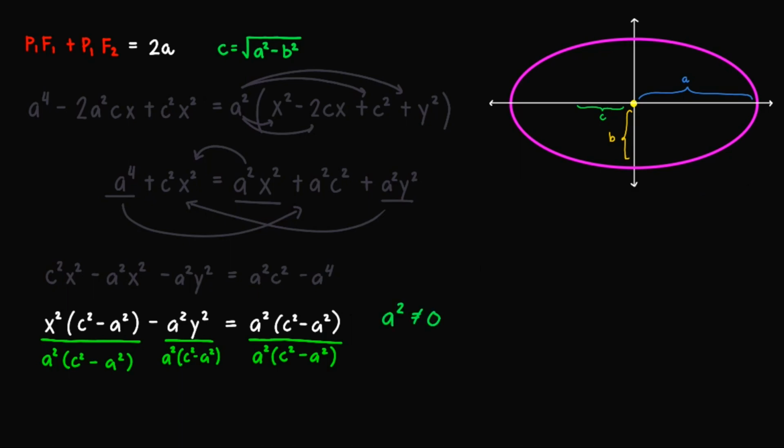Since if it is equal to 0, it follows that a must be 0, but we know that to be not true since a out here has a length. And likewise, c squared minus a squared is also not equal to 0, since if it is equal to 0, then we'll have c squared equals a squared. But we know that to be not true since clearly a is larger than c. And so we can clearly divide this factor out here.